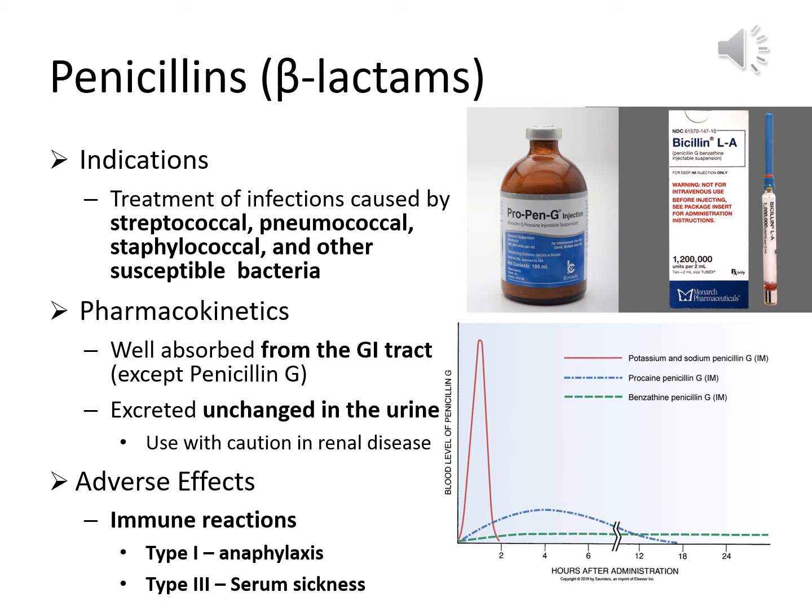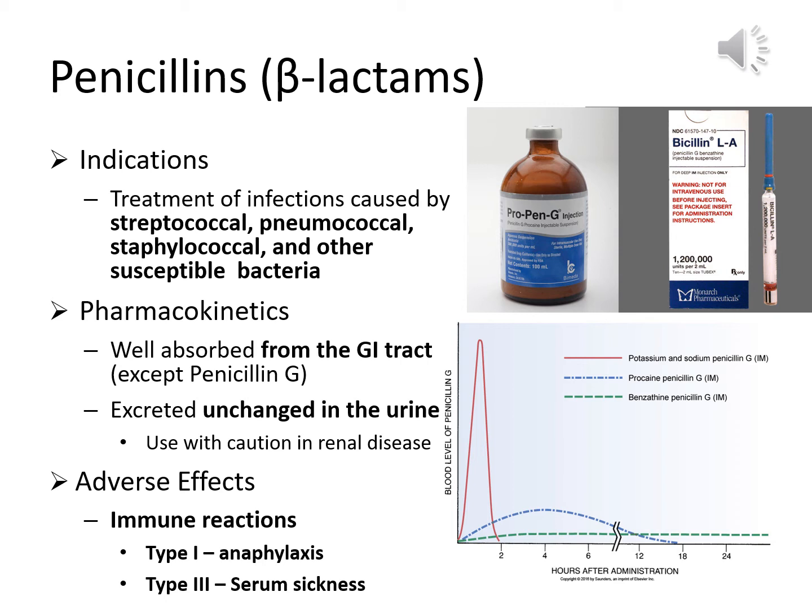And then you have the Bicillin long-acting. That would be our benzathine penicillin. If we look at the pharmacokinetic profile graph below that, we'll see why we have differences. This would be an IM injection of the three different types of penicillin G. There's potassium and sodium penicillin G, the penicillin salts, then there's procaine penicillin G, and then there's benzathine penicillin G.